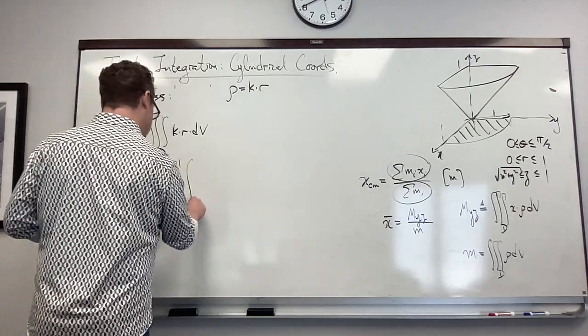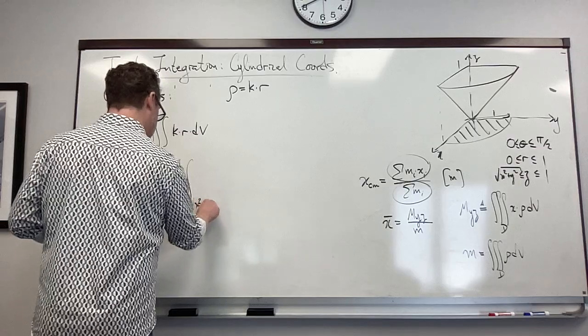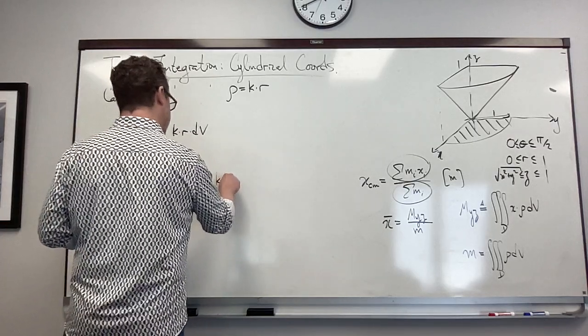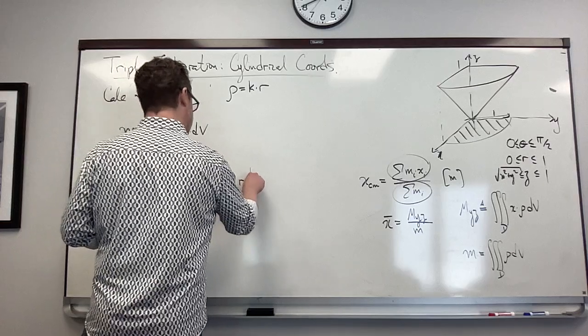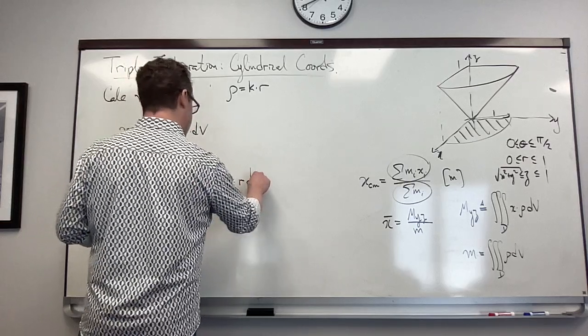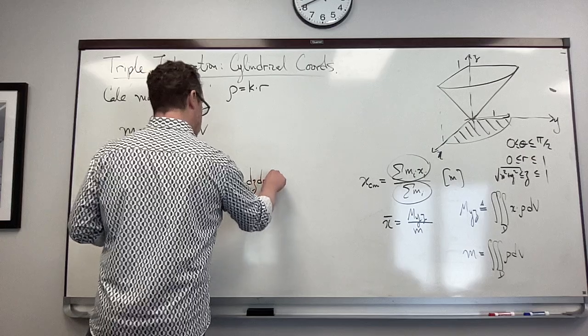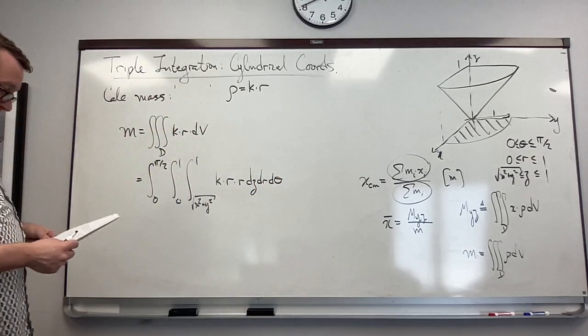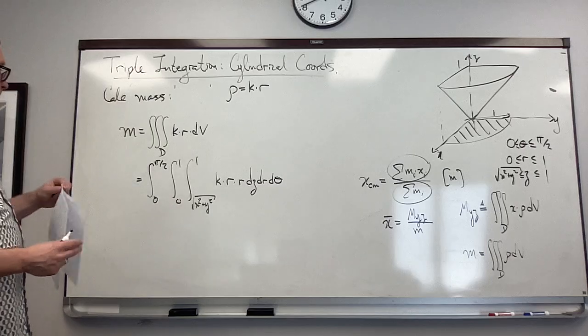I'll do z there. Then I have k times r, and then I have r dz dr d theta. Okay, so that looks good, except one thing.